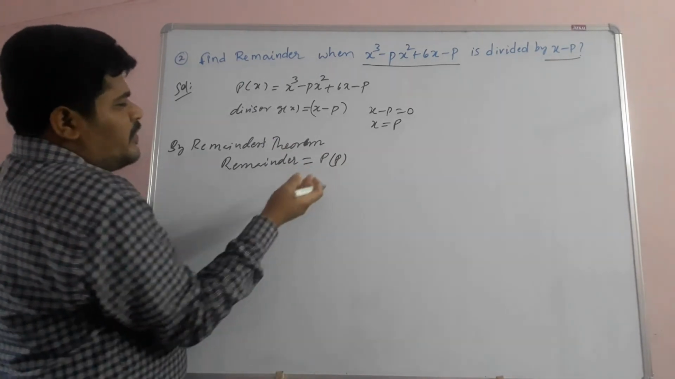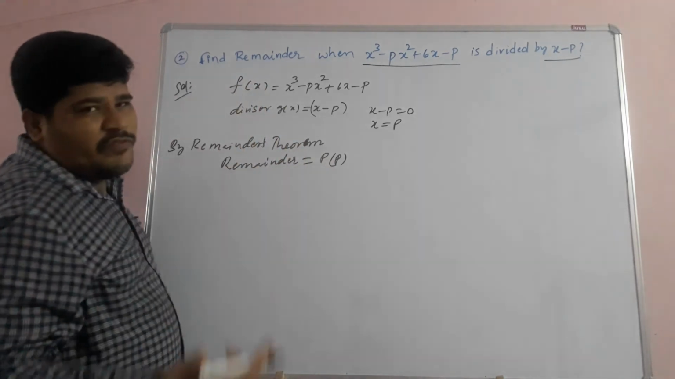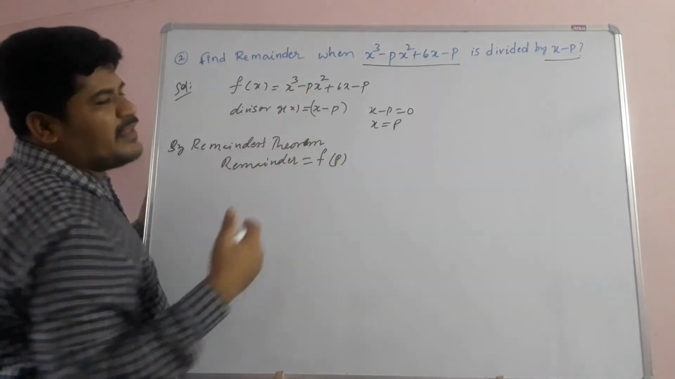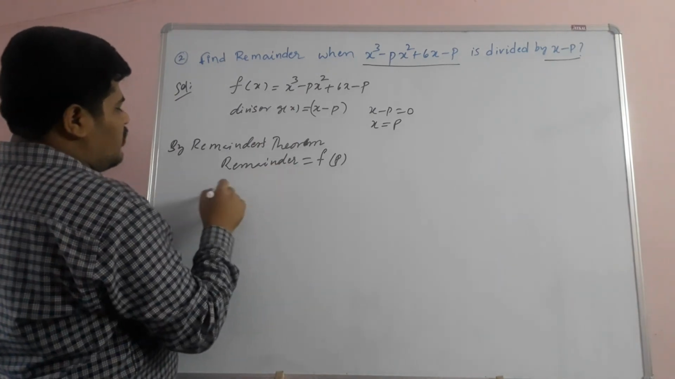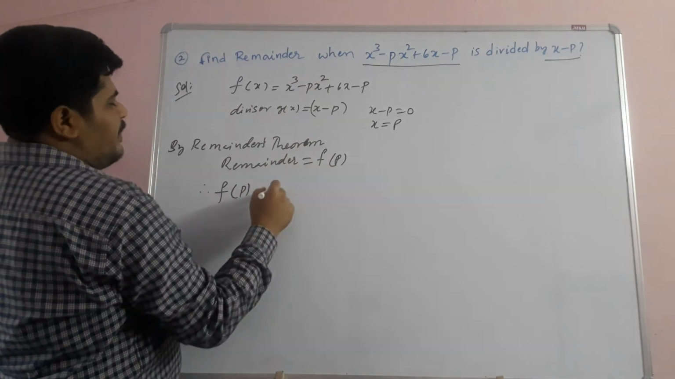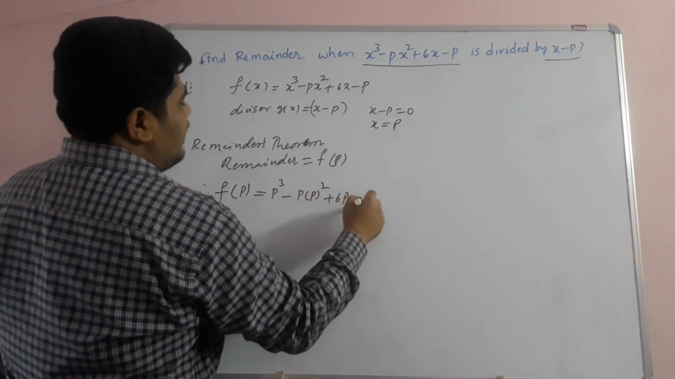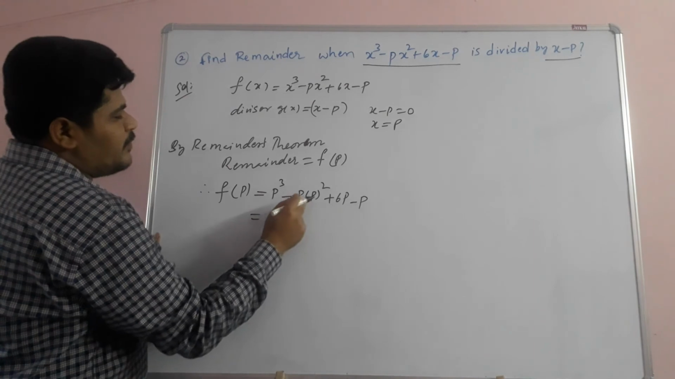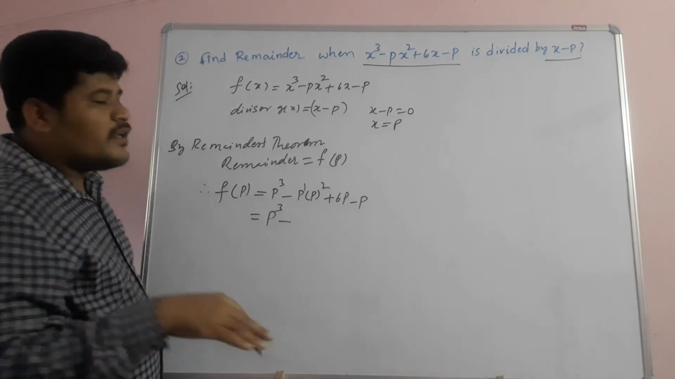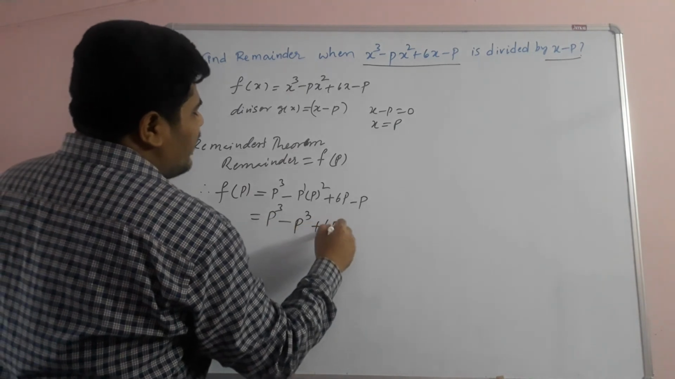Okay. So children, if you feel like confusion is there, you can change the name of the polynomial. Change it as f of x. And what is the remainder? f of p. So wherever x is there, just we have to replace it with p. Okay. So therefore f of p is equal to p cube minus p into p square plus 6p minus p. So p cube minus p into p square, children. p is nothing but p power 1, right? So a power m into a power n is equal to a power m plus n. So p power 1 into p square is p power 1 plus 2, that is p cube, plus 6p minus p.